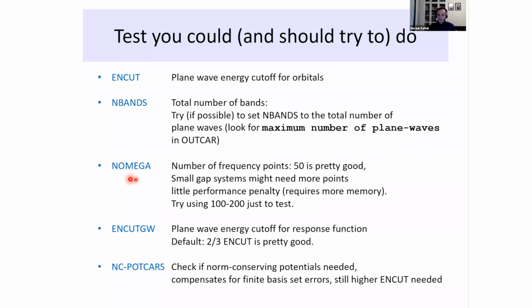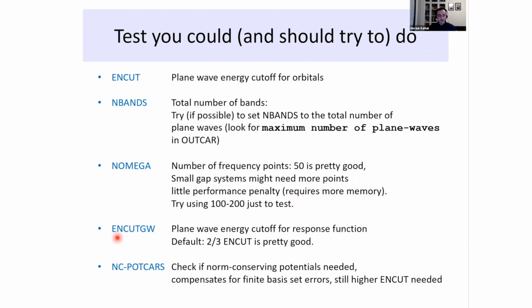Then the number of frequencies for the Hilbert transform is set by NOMEGA, with a default value of 50, which is pretty good for a rough estimate. However, in production runs, I would increase it. And even for small gap systems, higher values probably are required. However, this comes with only little performance penalty because it goes more on the heavy memory side.